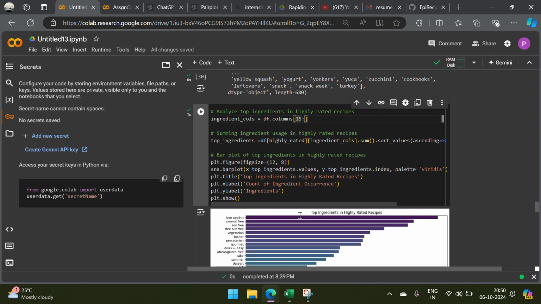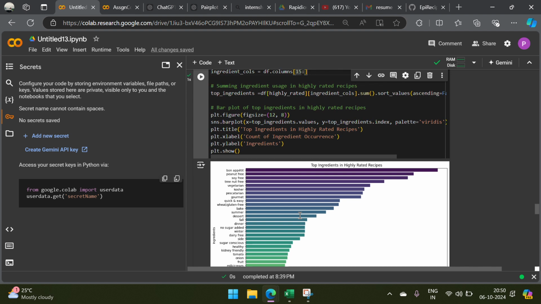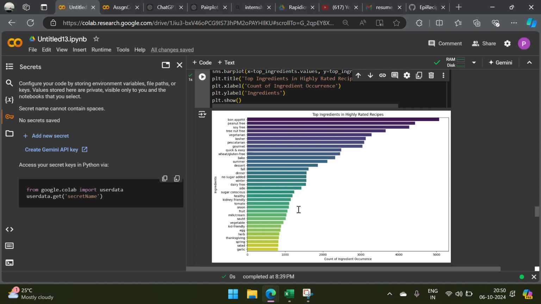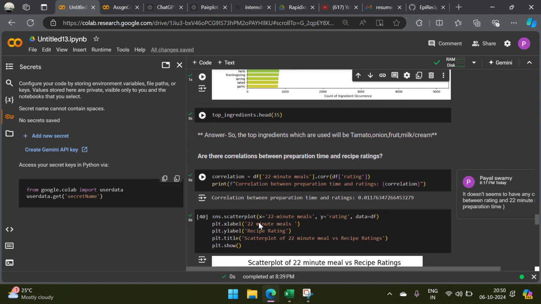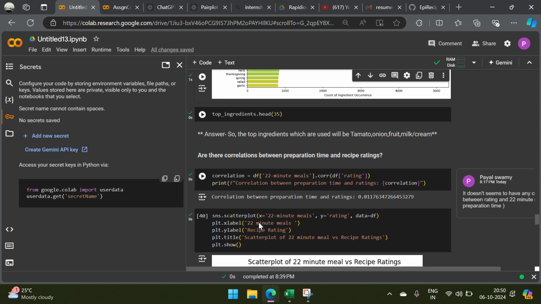So in the end I made a bar graph here, and the bar plot has shown me a few ingredients: tomato, onion, fruit, and milk cream are the top three ingredients that are being used in the top rating meals.